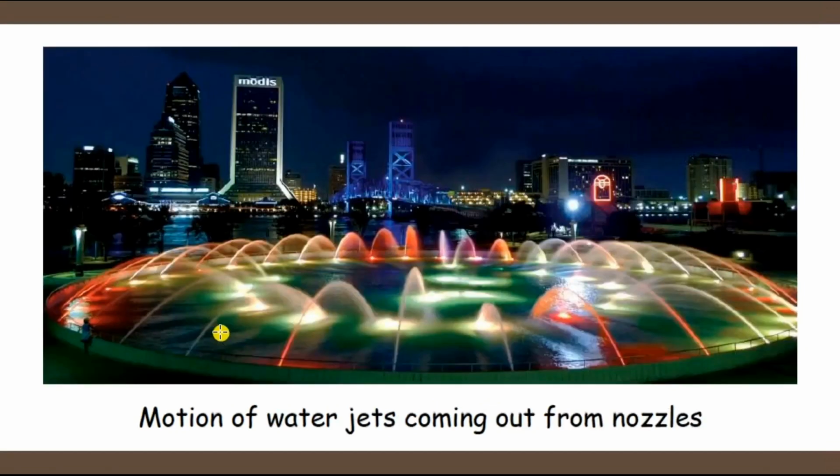Now the next example, very simple: the water jets coming out from a nozzle. Those nozzles are at a particular angle with the horizontal, which makes the projection of the water like a parabolic path possible. So once again they are acting as the projectile over here, right?